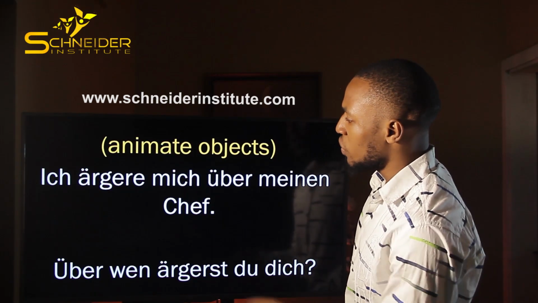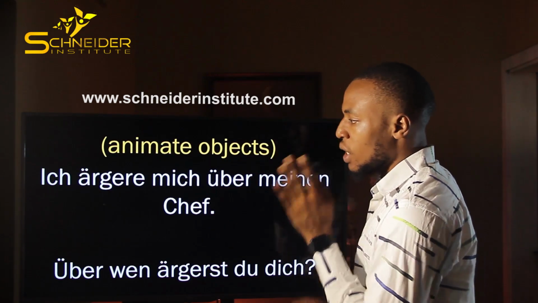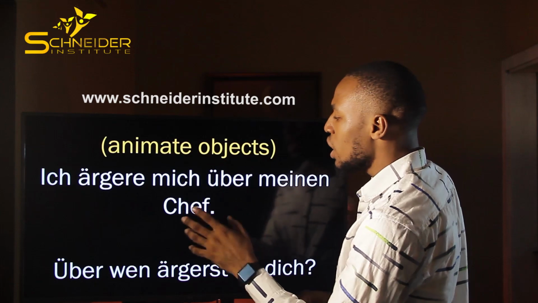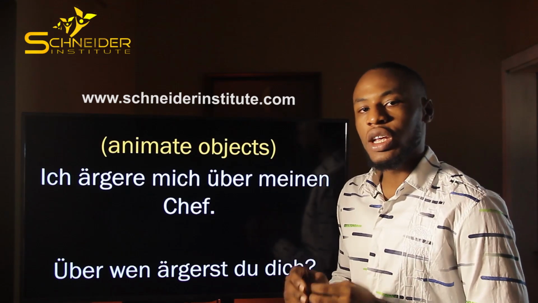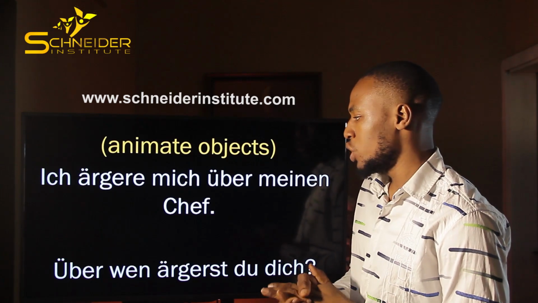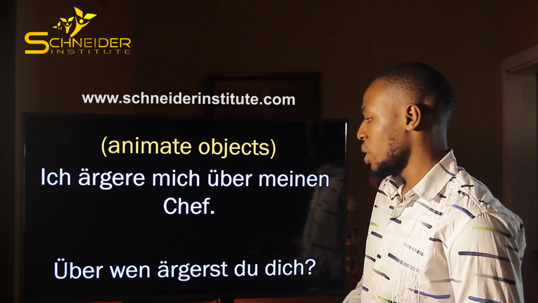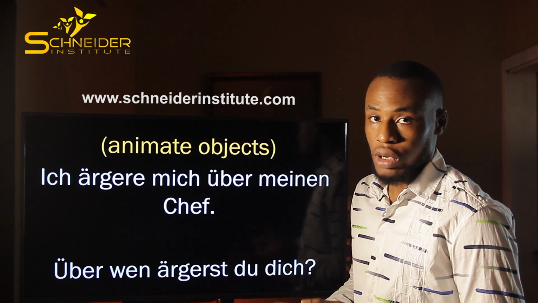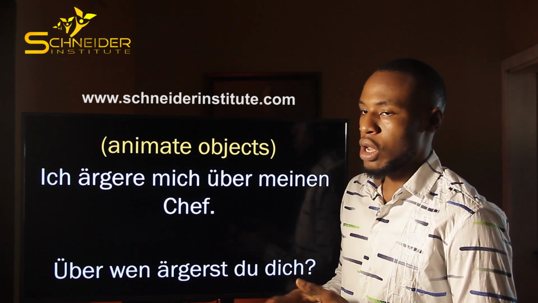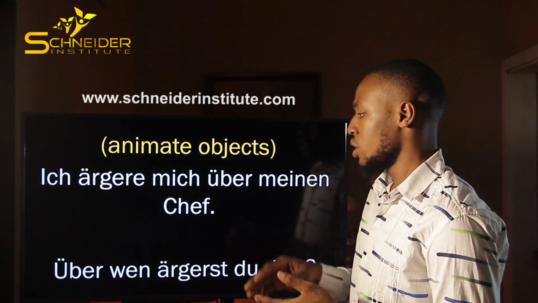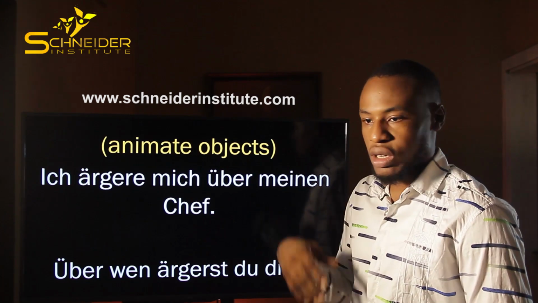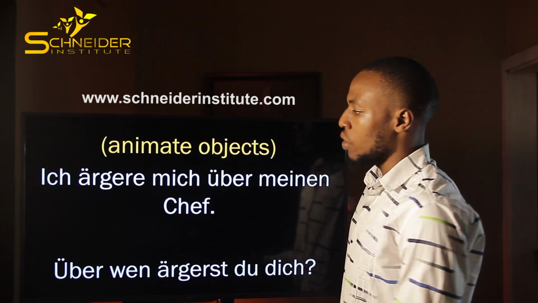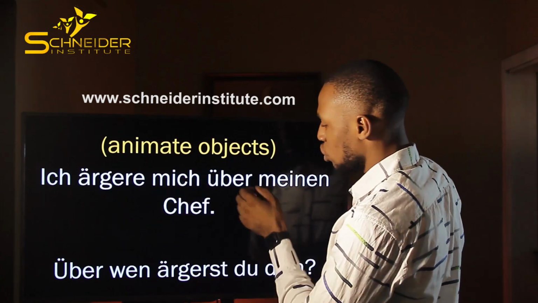Here, I also have the animate object. It says here, Ich ärgere mich über meinen Chef, which means, obviously, I am angry about my chef. I am angry at my chef. I'm literally translating this to English. So, I'm angry at my chef. I'm mad at my chef. In this case, we'll have sich ärgern über.